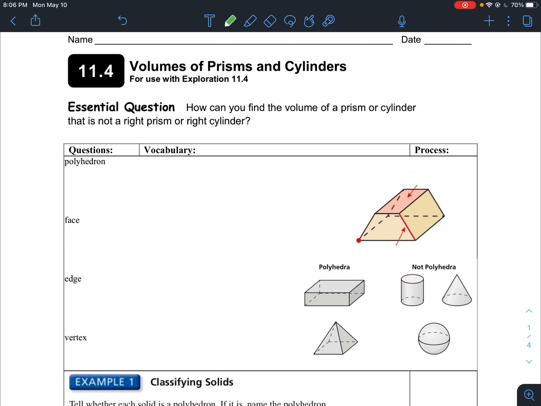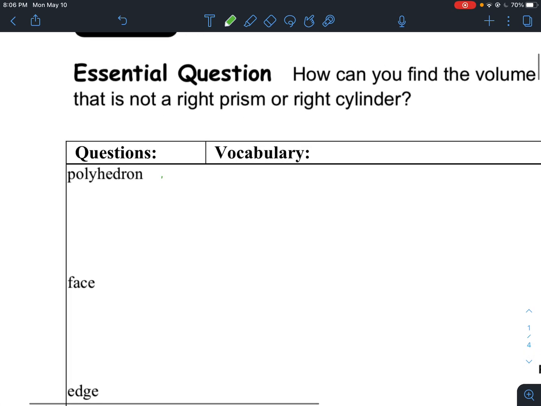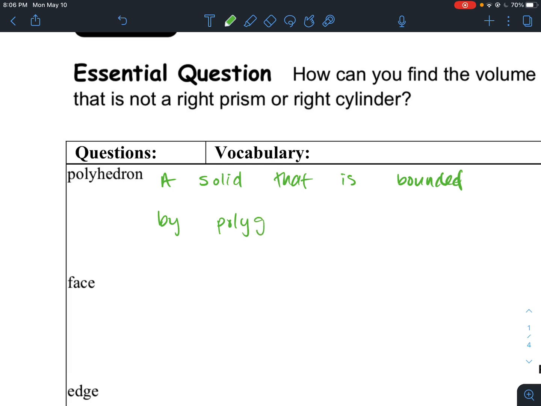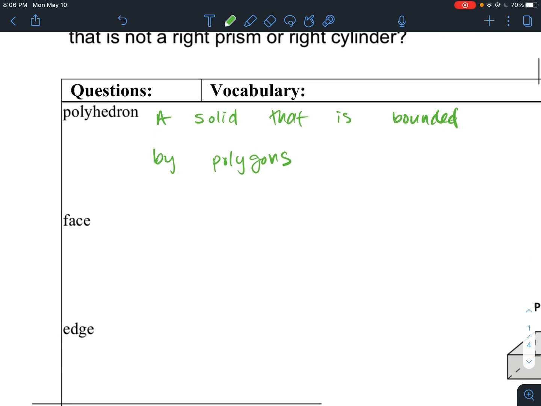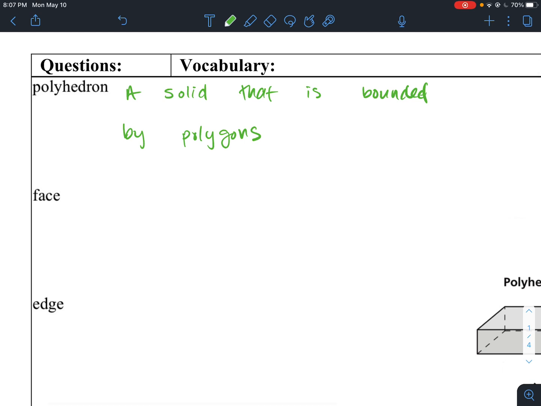A polyhedron is a solid that is bounded by polygons. A polyhedron will have faces, and the faces are pretty much the sides of the polyhedron, and they are polygons.